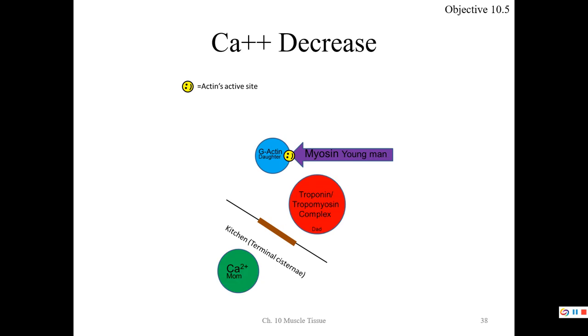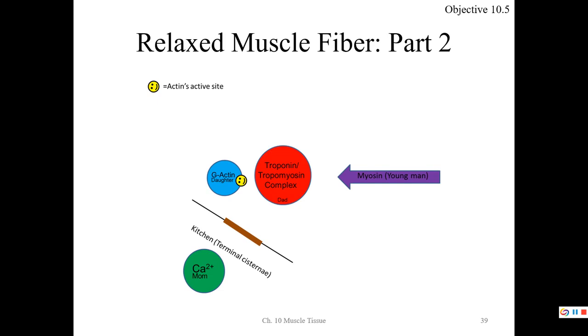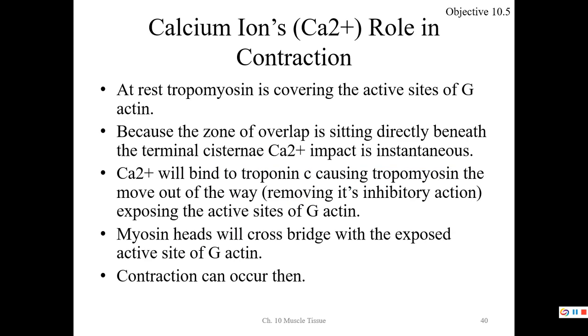Then calcium is going to drop back. This is going to go back, and troponin-tropomyosin complex is going to be inhibiting actin and myosin again. Okay, so this is what calcium does. It's very important that we understand the role of calcium in muscle contraction. So let's take a look at this. So the thing we want to really understand is daddy, troponin-tropomyosin complex, is going to be like daddy, protecting his daughter so that myosin doesn't hold her hand.